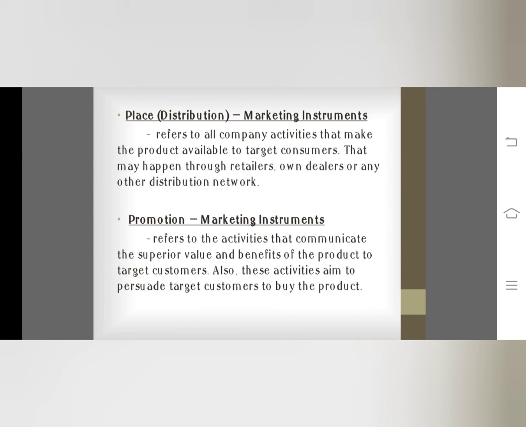The third one is place, or distribution marketing instruments. It refers to all company activities that make the product available to target consumers. That may happen through retailers, own dealers, or any other distribution network.